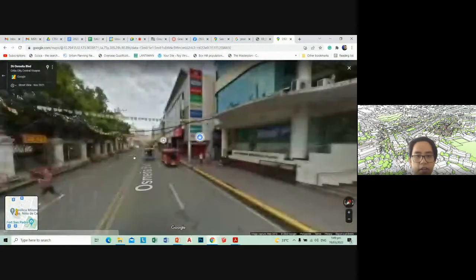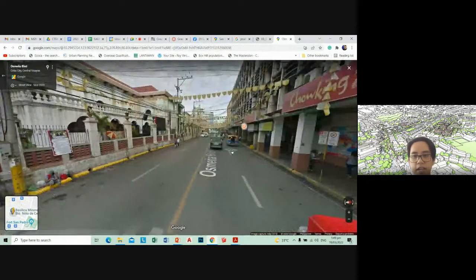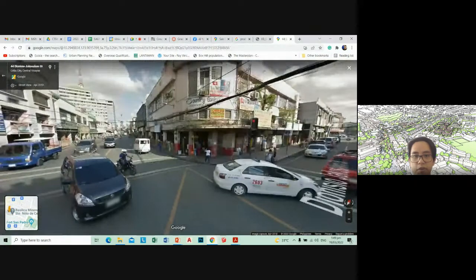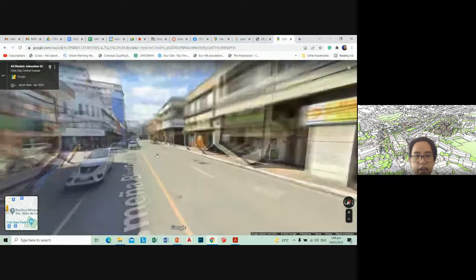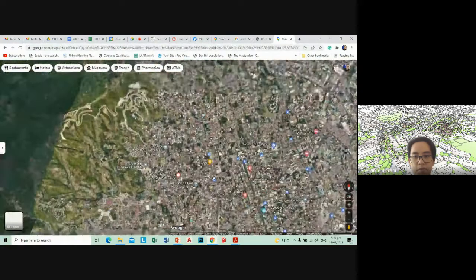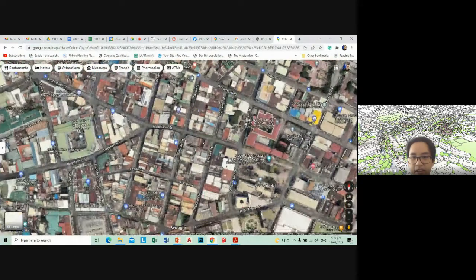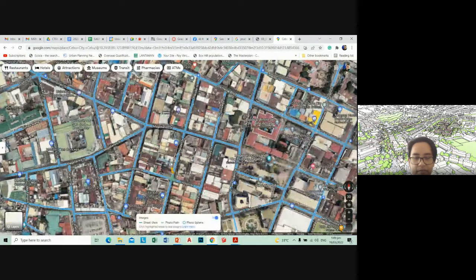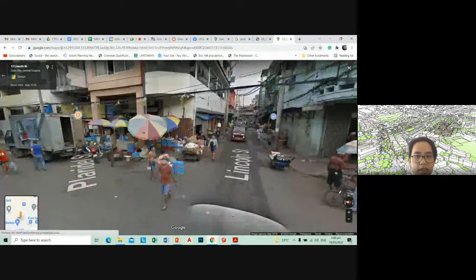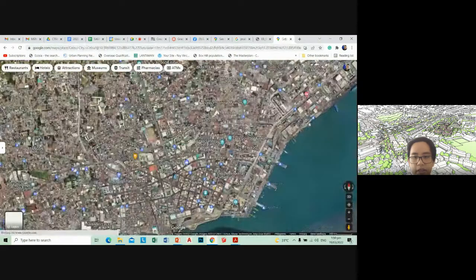Further in here, let's see, this is the Basilica del Santo Niño, the big church everyone goes to during the Sinulog festival. And let's see, I can't seem to find where the trash is. Let's go to somewhere deeper, like these small alleys. I think we can also look at Carbon. So now you see a bit more of the waste. Let me go down here.